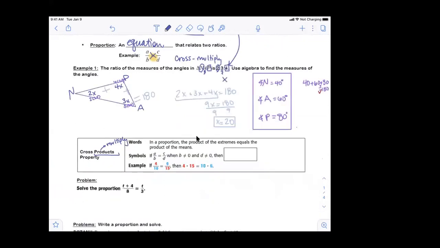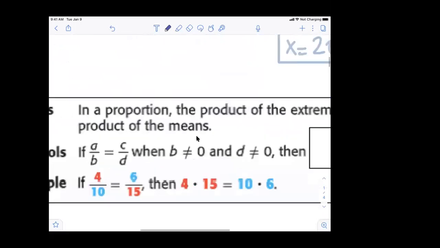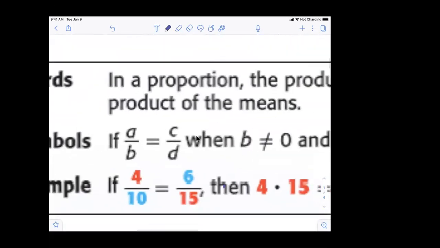Okay, cross products property in words. This means in a proportion, the product of the extremes equals the product of the means. We get all bent out of shape sometimes because we don't know what the extremes are or what the means are. You don't have to really know that much. The extremes are the smallest thing, always in the top left-hand spot, the A, and the biggest number, always in the bottom right-hand spot.